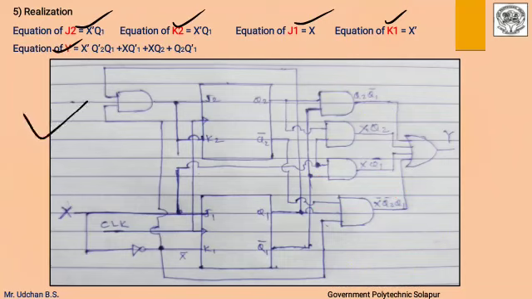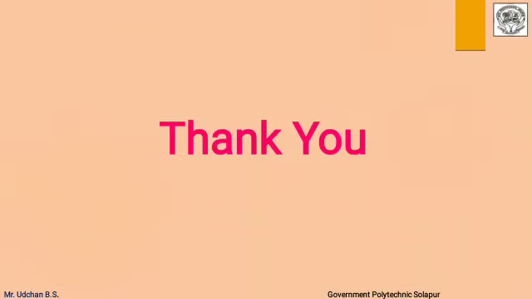So using all these equations for j2, k2, j1, k1 and y, I can realize the diagram for the state machine of Mealy model. Here JK flip-flop is used as a memory element as said in the question itself. So this is how we can design the state sequential circuits for Mealy machine from the state diagram. Thank you.